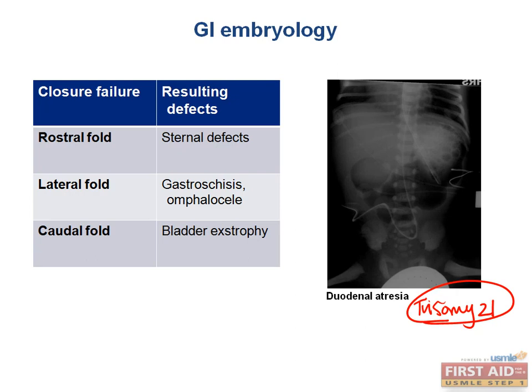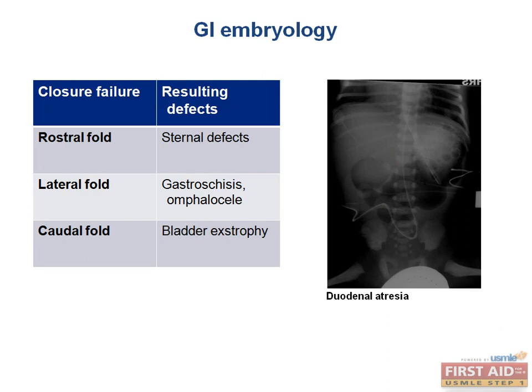On abdominal radiograph, you can see a double bubble sign, as you can see here on the right, which is due to dilation of the stomach and proximal duodenum. Here you can see where the normal bubble would be from the stomach, but here is the second bubble.